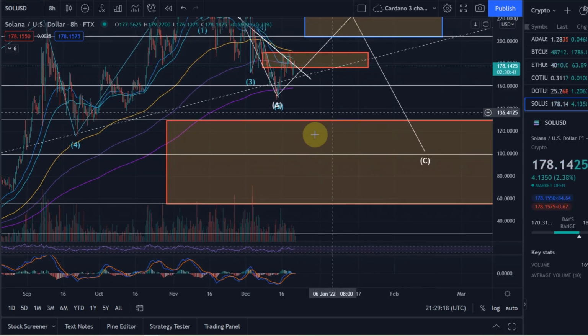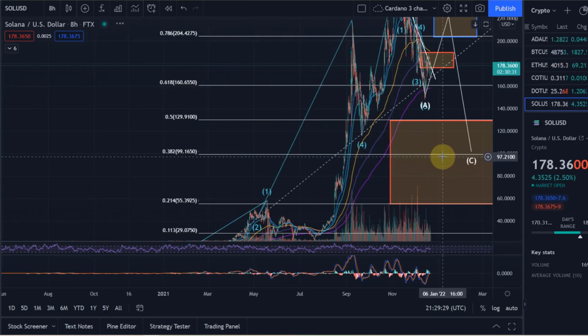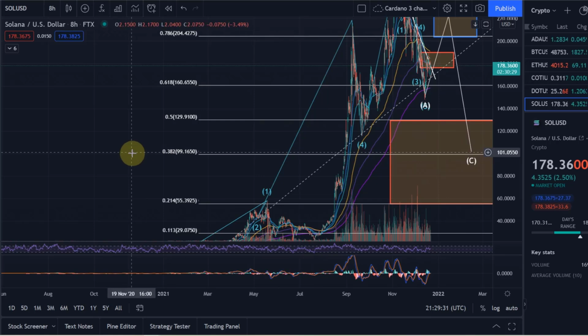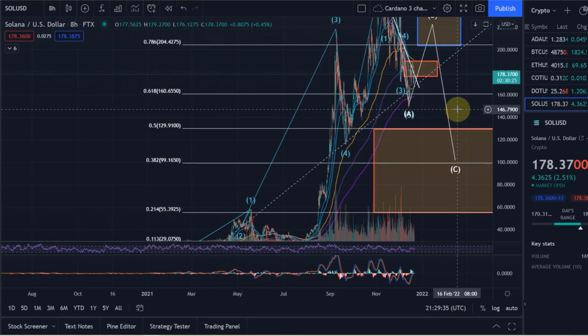Both, however, are going to end in this yellow target area here that I talked about before, between $55 and $130. With my personal ideal target level of $100, I think that is quite a strong one. It's a psychological one. It's also the 0.618 fib level here at $100, or actually $99.